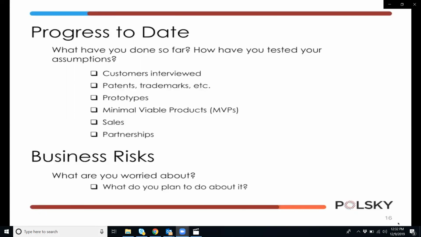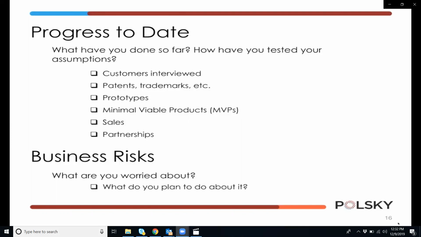Have they tested their assumptions with customer interviews? Have they filed for any intellectual property? Can they show a prototype? Have they gone all the way to a minimum viable version of their product that they've put into the hands of some potential users and gotten some feedback? Have they signed up any customers?